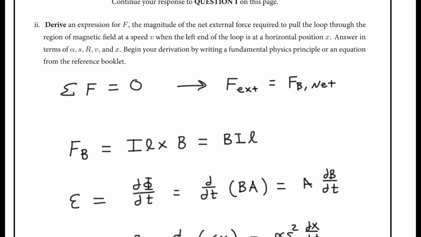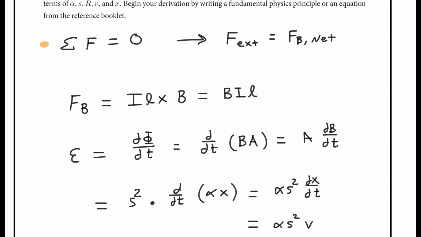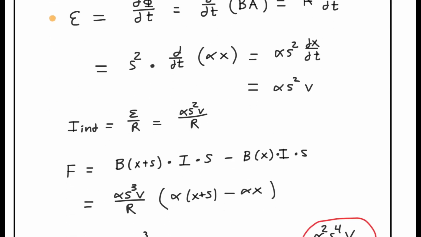First, you will get a point for identifying that the net force must be equal to 0, that the net output force has to be equal to the net magnetic force. So anything on this top line earns that point. For your second point, a correct expression for the force on a current carrying wire. The third point, for correctly finding the induced EMF from Faraday's law. The fourth point, a consistent substitution into an Ohm's law expression for finding the current.